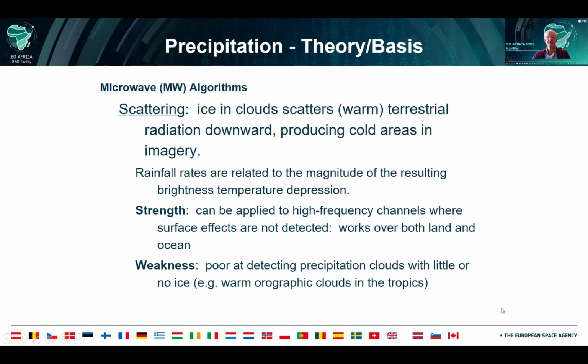On the other hand, we are also using the microwave domain. Ice in clouds is scattering the terrestrial radiation downward. So in that case, if we look at the top, it's producing cold cloud areas at the top of the cloud. So we can relate the rainfall rates to the difference in brightness temperature from the cloud in relation to the surrounding area. So we can, if using high frequency channels, apply it both over land and over ocean. The weakness is that it's poor at detecting precipitating clouds with little or no ice, as is the case with orographic precipitation.